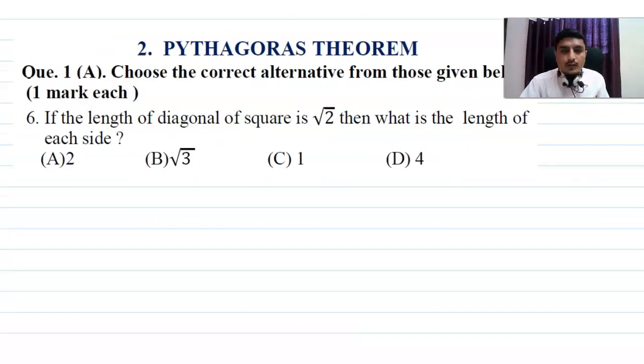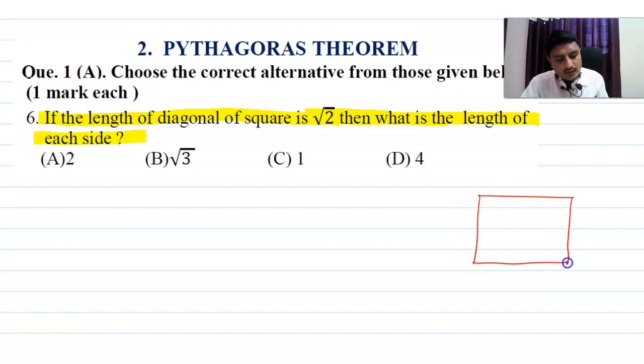Look at the MCQ number 6. It is of the form, if the length of diagonal of a square is root 2, then what is the length of each side? Now we have given a quadrilateral as a square. So what is meant by the square? If all sides of a quadrilateral are equal and each angle becomes 90 degree, it is called a square. So any square having two diagonals, let us consider the diagonal AC, whose value we have given, that is root 2.